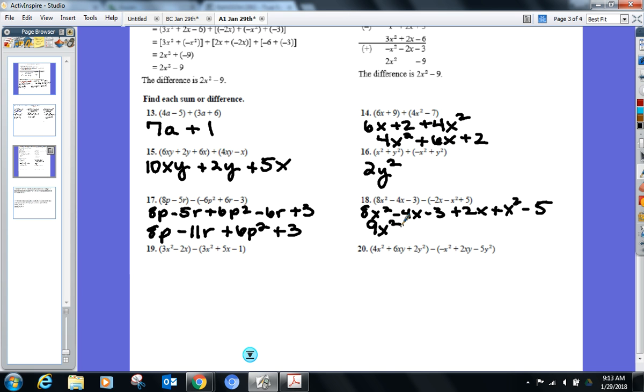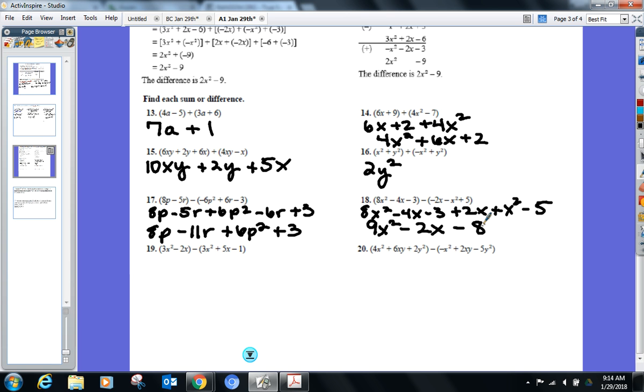Go ahead, negative 4 plus 2. Negative 2x. And then how about that negative 3? Negative 3 minus 5? Negative 8. Good? And look at that. It's already in standard form. I don't need to rewrite it.